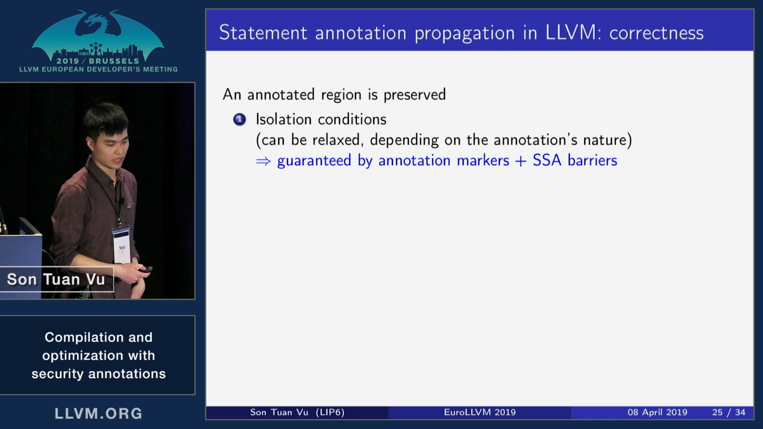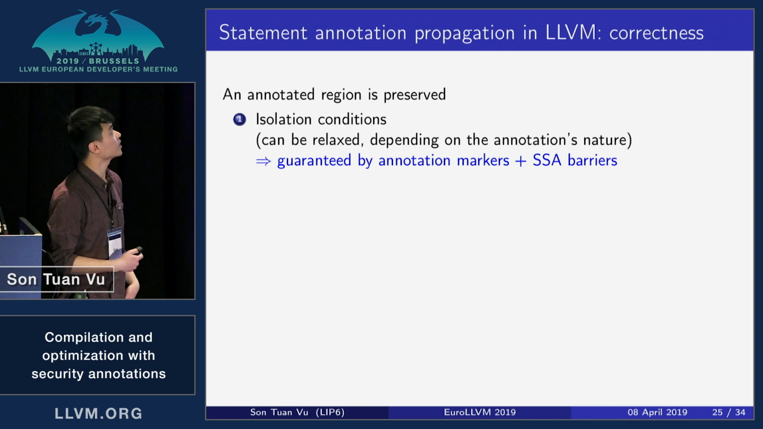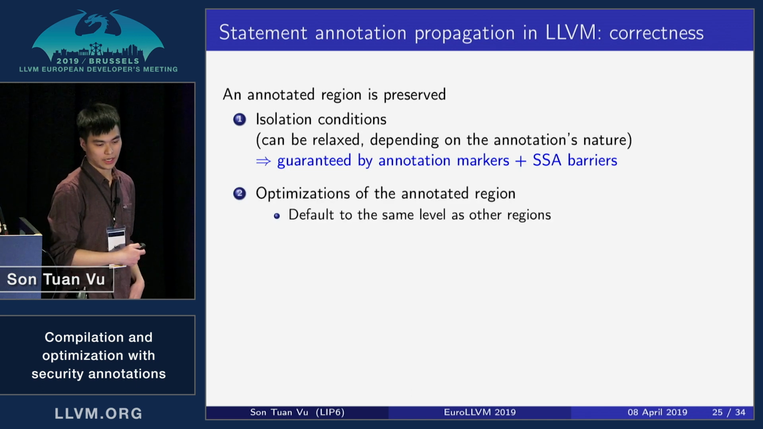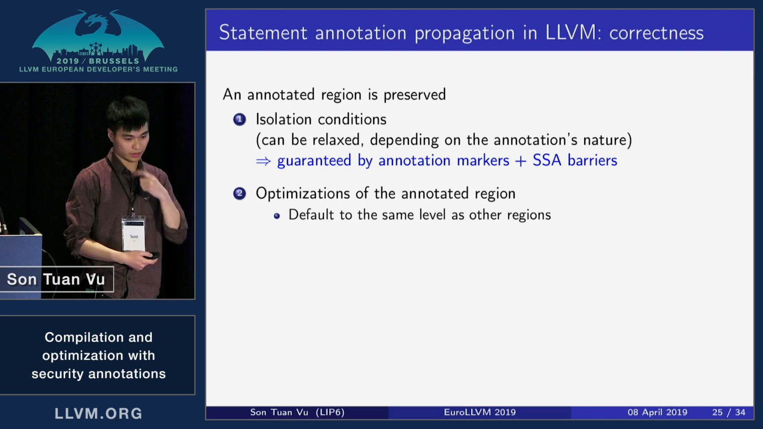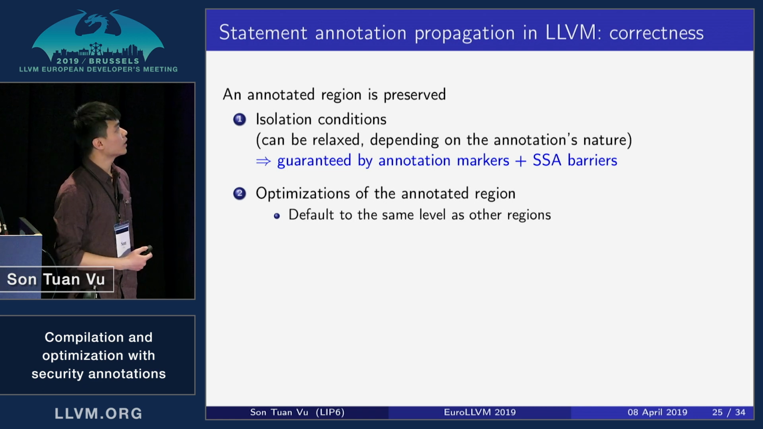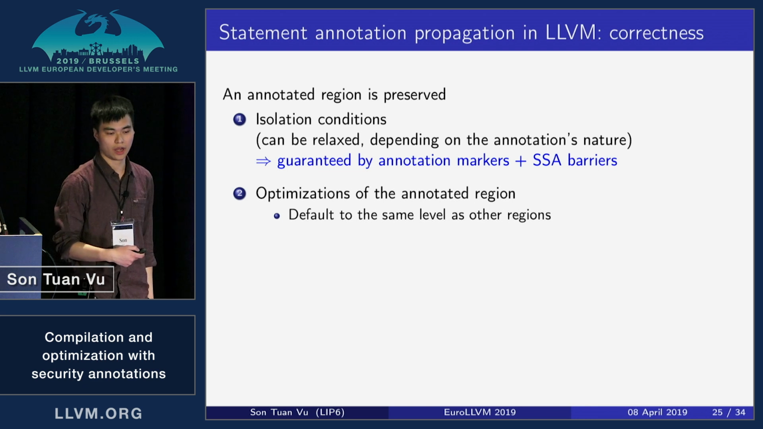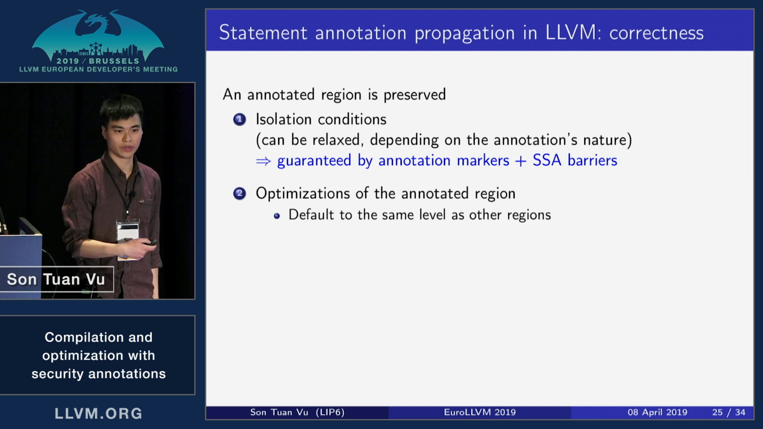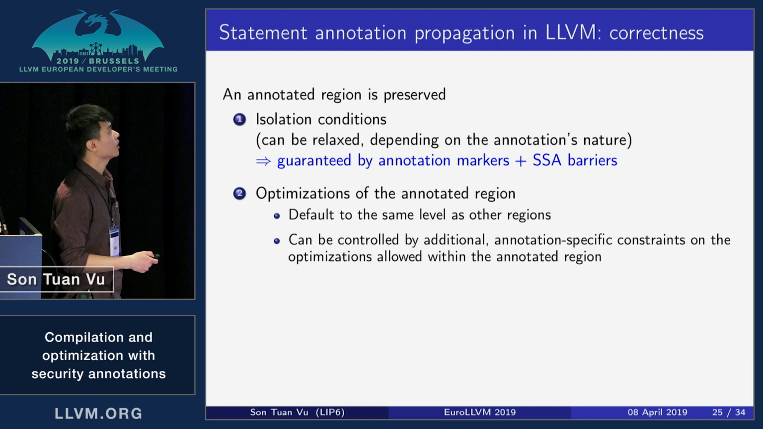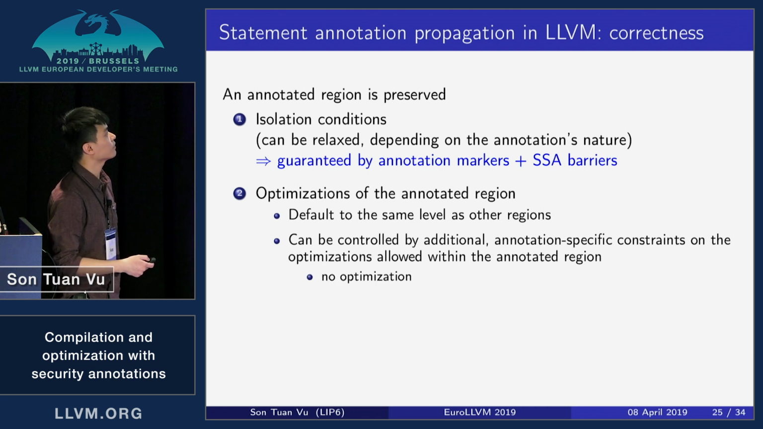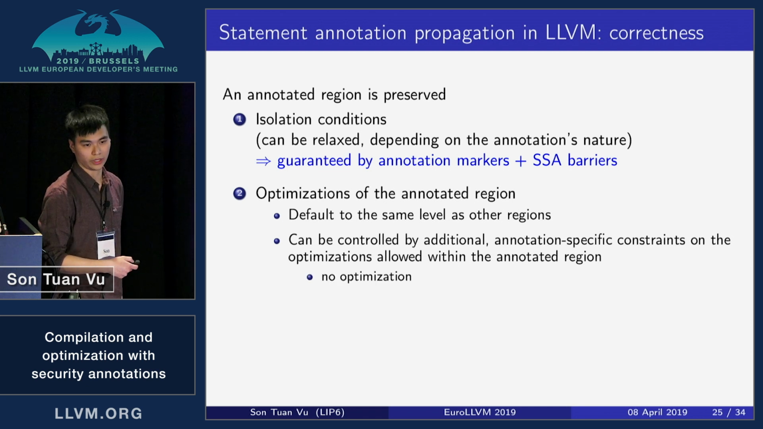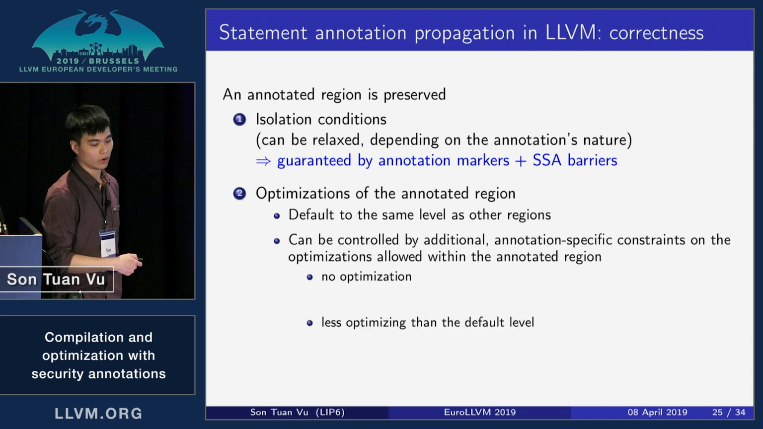So we've just seen how to guarantee the isolation condition. Now let's take a look at the optimization condition. By default, the annotated region is optimized at the same level as other regions, but this can be changed. For example, we may want no optimization at all in the annotated region, or we can have less optimization than the default level.